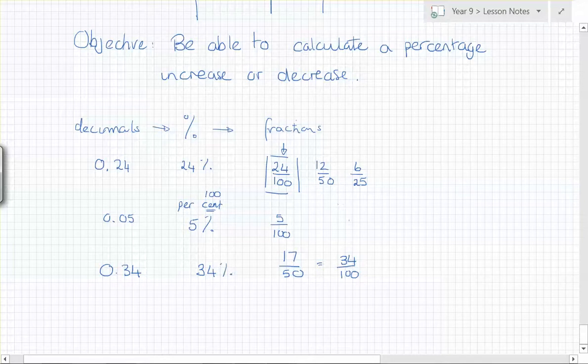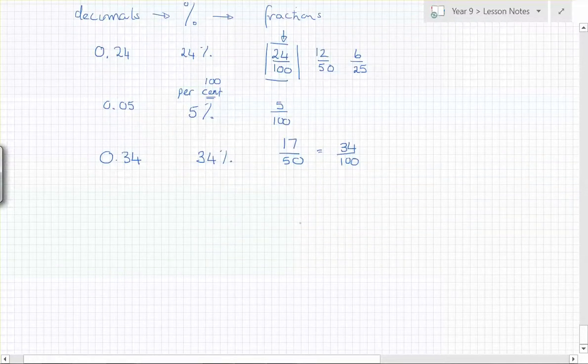Now, so there's one thing that you already know how to do. The next thing is, do you remember how to do fractions of an amount? So a half of 70. What's the answer? 35. Yeah, 35. That's easy because it's just a half of it.